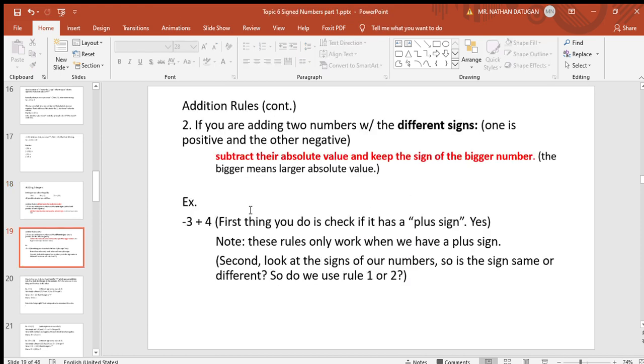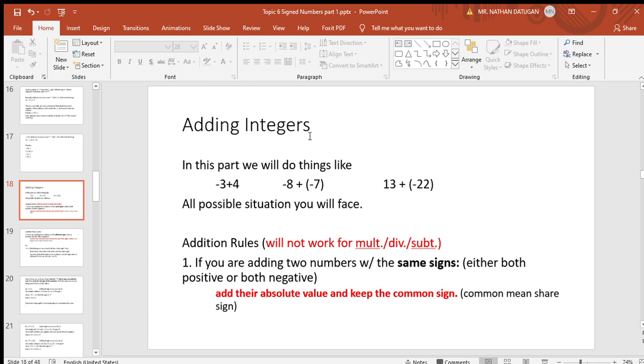Now, in addition, when you're adding signed numbers, again, the addition rules will not work for multiplication, division, or subtraction. We have different rules for that. For addition, we have two rules. If we're adding two numbers with the same signs, either both positive or both negative, we add their absolute values and we keep their common sign.